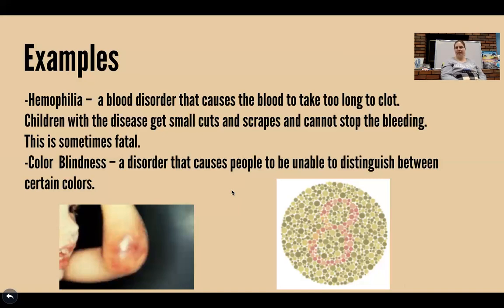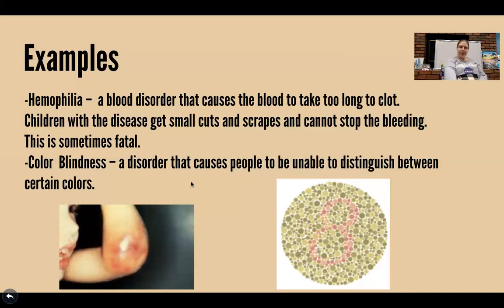Another one is color blindness, specifically red-green color blindness. What that means is that if you have the red-green colorblind allele, it's recessive. Both of these are recessive. And what happens is that someone with this disorder cannot distinguish between the colors red and green, and that includes different shades of them as well. So it just shows up as shades of gray for both.